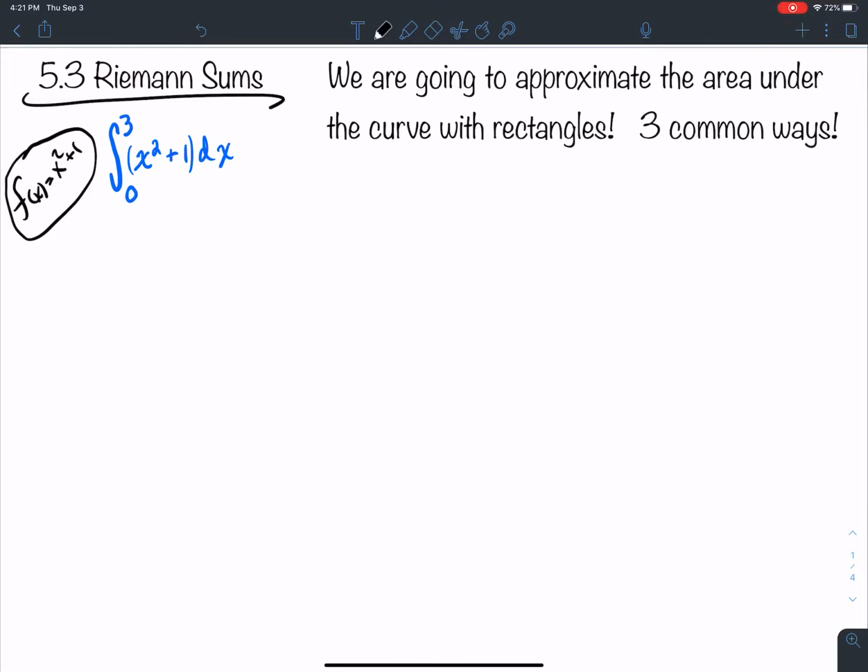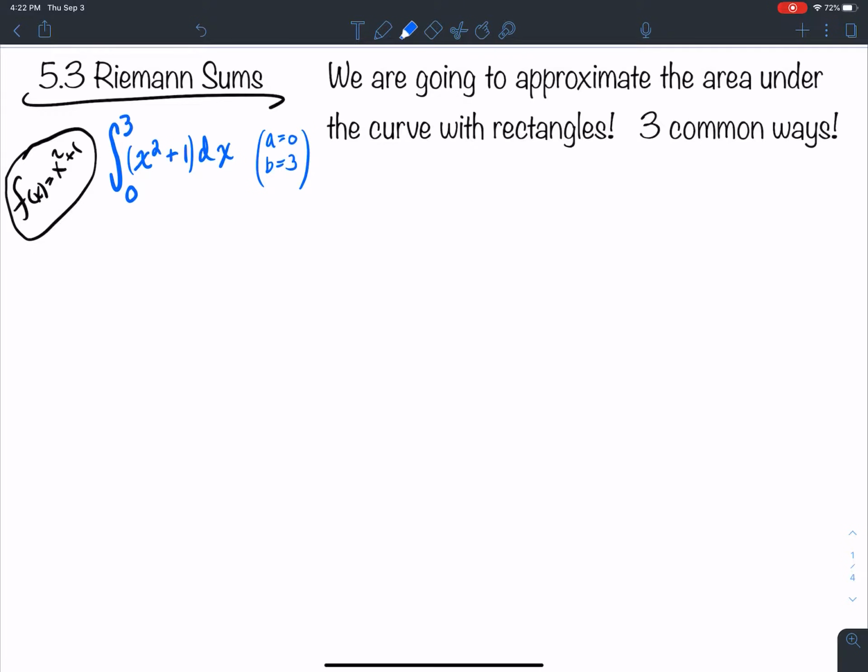So in this video, we have an introduction to Riemann sums. I've got a function f of x equals x squared plus 1, and I'm going to approximate the area under the curve with some rectangles. I'm going to use 3 different ways to do this.